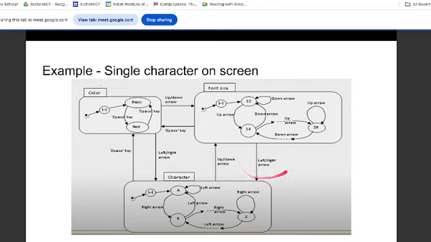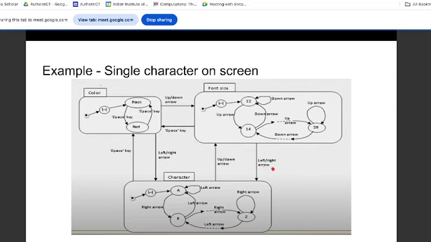This is, I will tell you, again a very simplistic example of just having one character on the screen. If you want to model so many things present on the screen, this is going to be a big model. So the transitions need to be very specifically chosen.